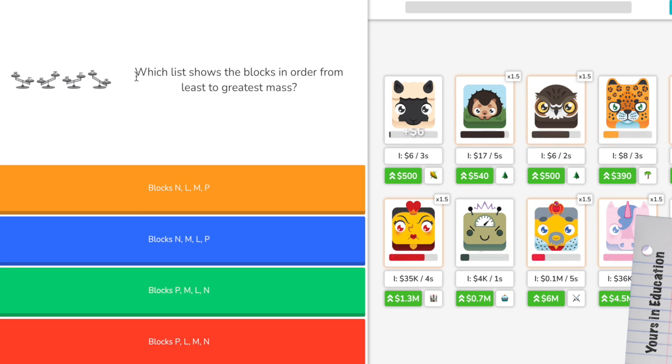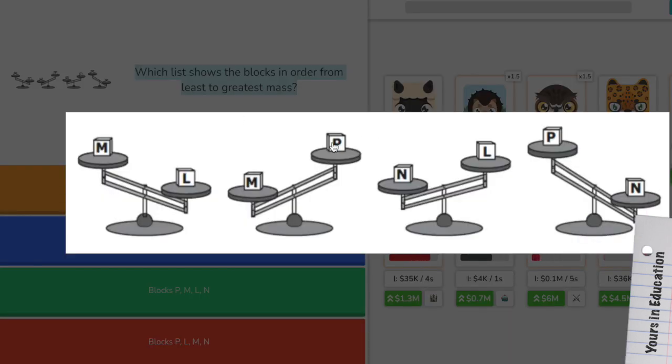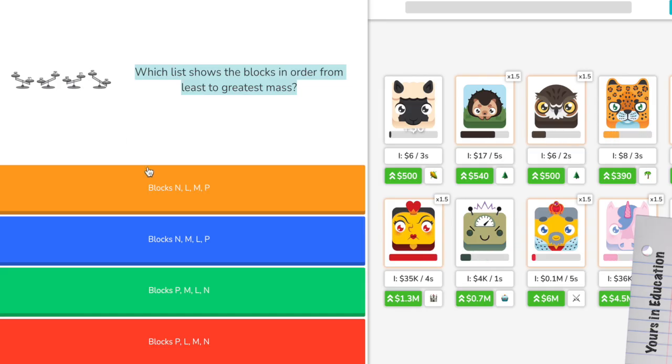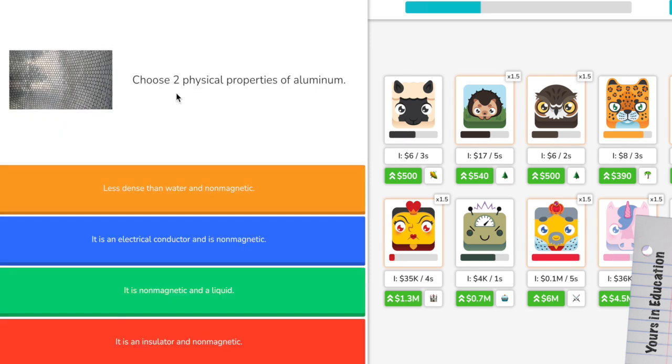I finished. Which list shows the blocks in order from least to greatest? Okay, I remember that this is the lightest, then was M, then L, and then N. So it was P, M, L, N. Yes. Oh my god, I can't believe I finished.